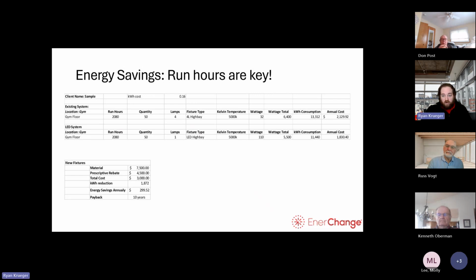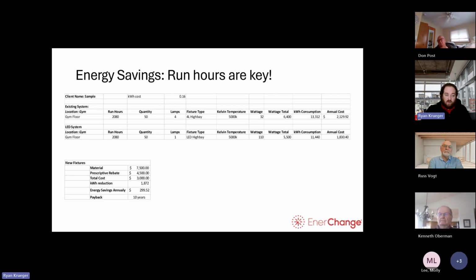So 110 watts, kWh consumption is 11,440, and then annual cost is $1,830. Material cost ballparked at $150 per fixture. Your material cost is $7,500. Your prescriptive rebate is significantly better. That prescriptive rebate for new fixtures is 2 to 3 times better than a tube rebate, but that total cost is still $3,000. So the kWh reduction is 1,872. Your energy savings is $300 a year, and that payback is 10 years.